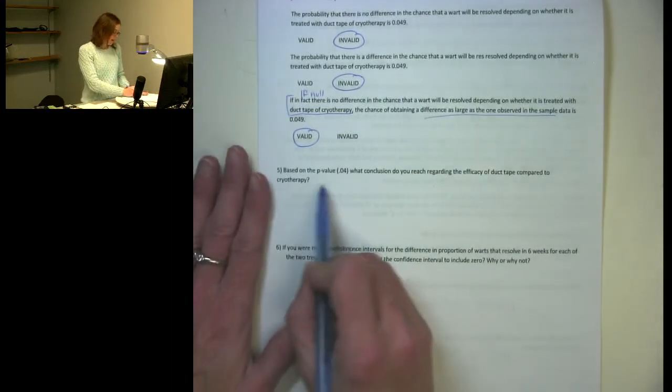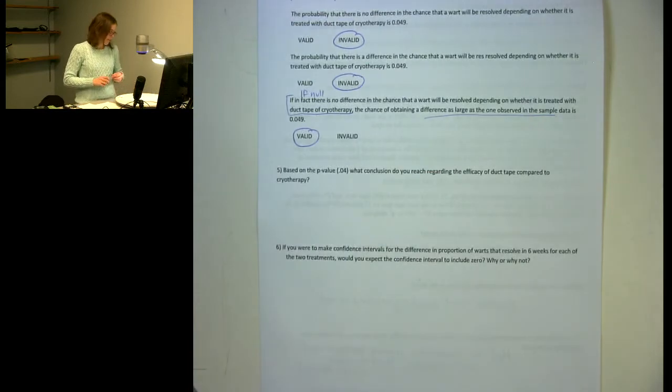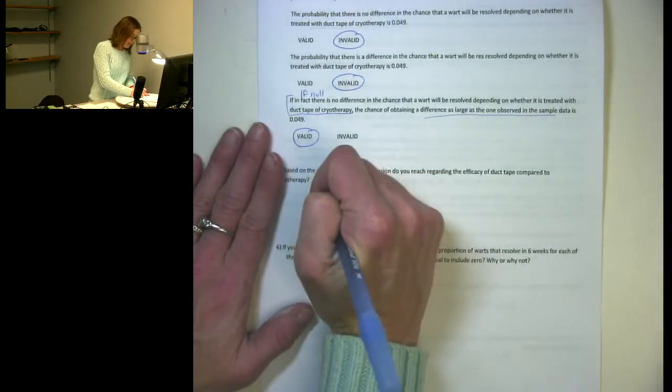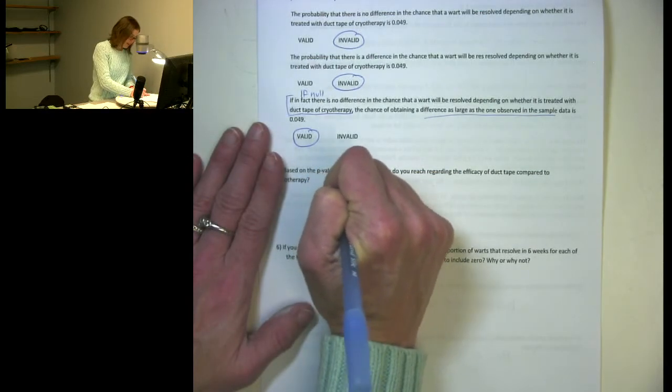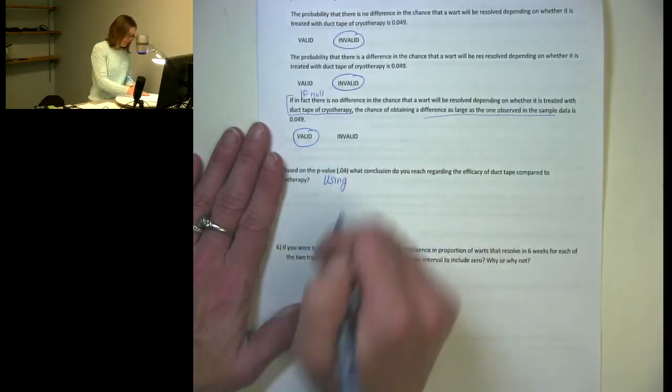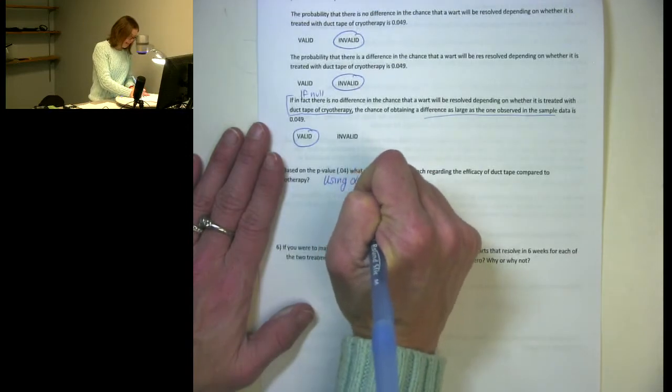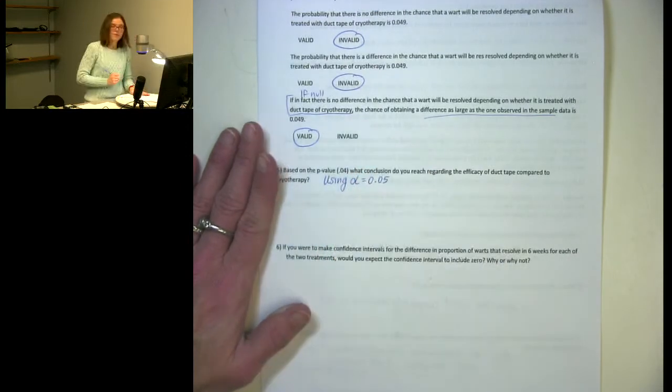So based on the p-value, which was approximately 0.049, we're going to think about what conclusion we reach regarding the efficacy of duct tape compared to cryotherapy. Remember that usually the cutoff for statistical significance, which we call alpha, is 0.05. And p-values that are smaller than this are the ones that give us strong enough evidence to reject the null hypothesis.